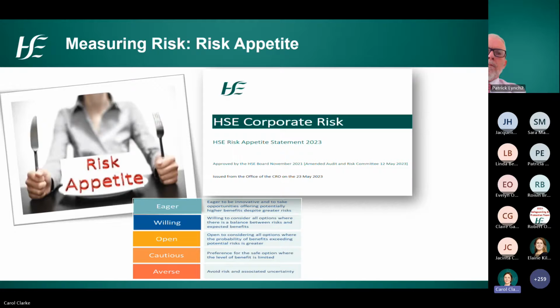At a senior or national level, risks to the strategic objectives of the organisation are considered against the HSE's risk appetite statement. Although for the majority of us here present today, the key point to remember is that at a regional, service or individual unit level, the risk to the objectives of our goals are assessed against the target risk rating.